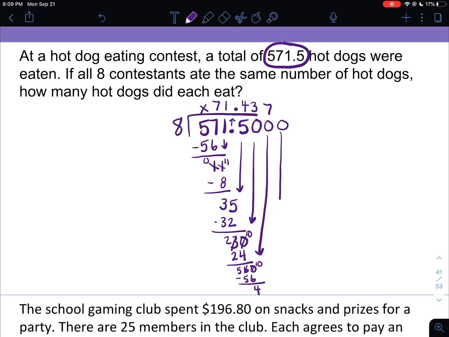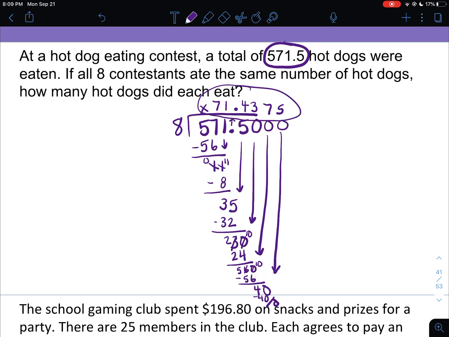Okay, we still have a remainder. So we're going to tack on another 0, bring it on down. It kind of looks cool after a while. So, 8 goes into 40 exactly 5 times. 8 times 5 is 40, so we subtract, and perfect, no remainder.